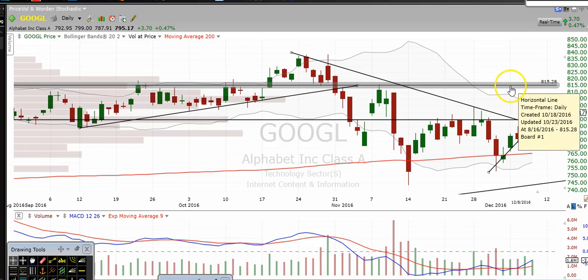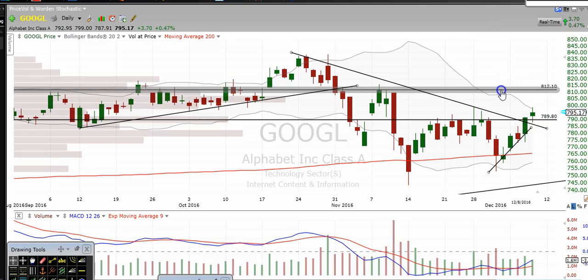And the resistance level I want you to focus on, I'm going to lower this right here, it's about 812. That's going to be that resistance level that you want to be focusing on here for Google, based off of the close of this candle, high of this candle, the high of this candle, almost got there. So 812 is that next resistance level, and we have support at about 790 on Google.